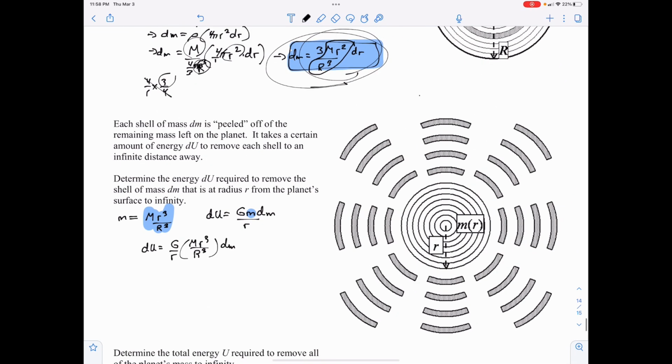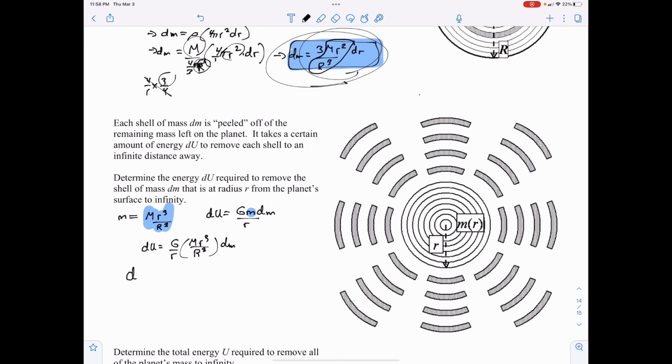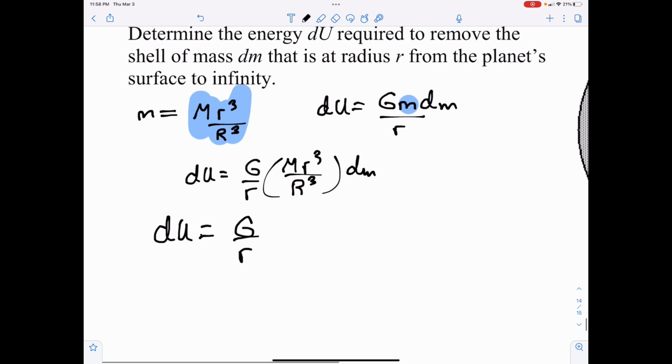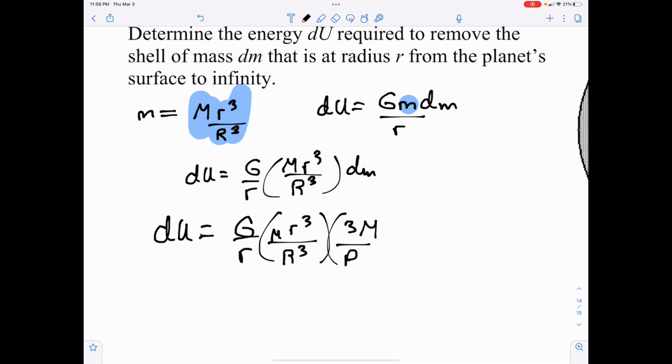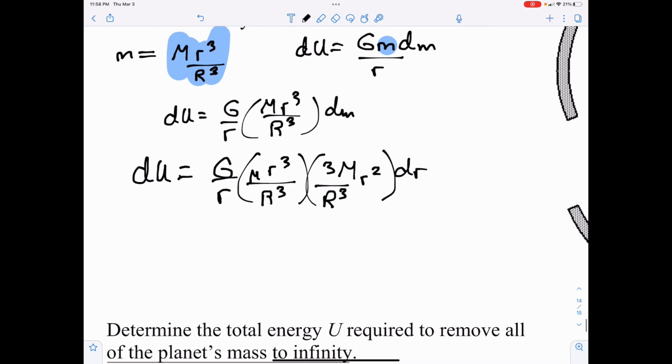There's a lot of substitution going on here. G over little r times big M over little r cubed over big R cubed times 3 times the big M over little r big R cubed times little r squared, dr. Okay, so all of that was your dm.